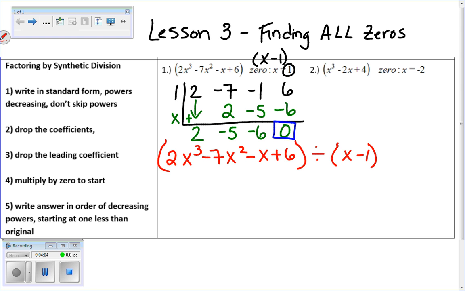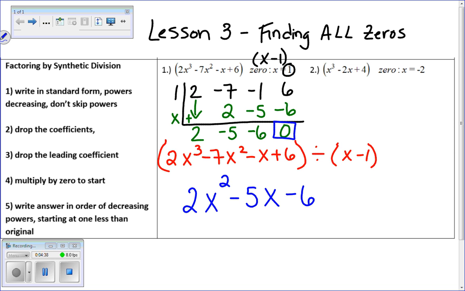So that means we should have x minus 1 times something is equal to 2x cubed minus 7x squared minus x plus 6. And what that 2, -5, -6 is basically that polynomial that is your quotient. So your divisor was x minus 1. The polynomial that you're dividing out was the original. And what you're left with is 2x squared minus 5x minus 6.